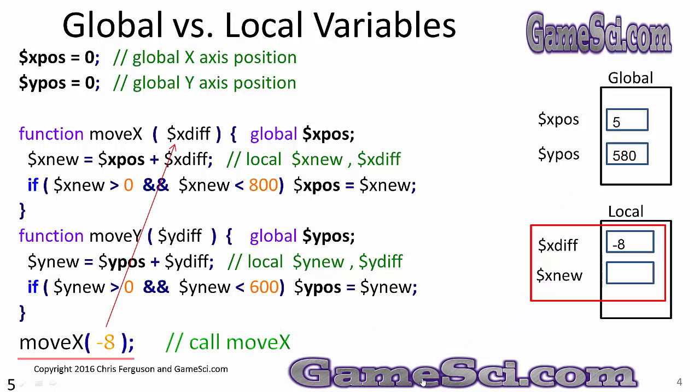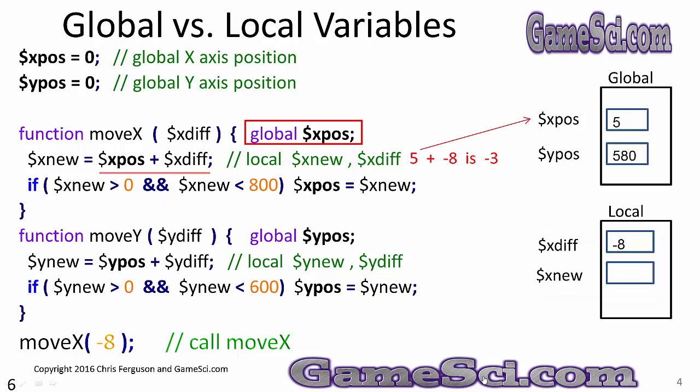Here's the call to moveX, and we're going to say move the x differential minus 8. My argument of minus 8 is going to be passed to moveX, and you can see the minus 8 showed up here on the right. There's a very important reason I drew two separate boxes over here. My local memory, or my local variables, is a different space than my global variables. So my global variables are occupying this space, and my local variables are occupying this space. Currently, when moveX is executed and minus 8 is sent as the argument, my local variable xdiff gets set to minus 8.